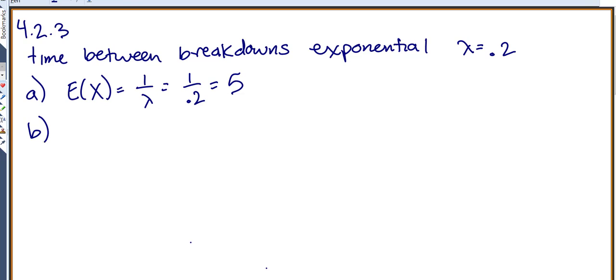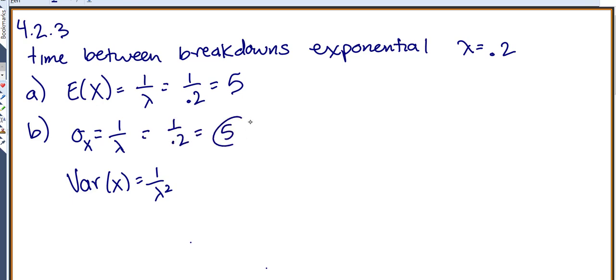Next, it says find the standard deviation. Well, standard deviation for an exponential distribution is also 1 over lambda. If you're not sure, in our textbook we wrote the variance is 1 over lambda squared. So standard deviation, you just take the square root of that and get 1 over lambda. So 1 over 0.2, which equals 5. So that's my standard deviation.